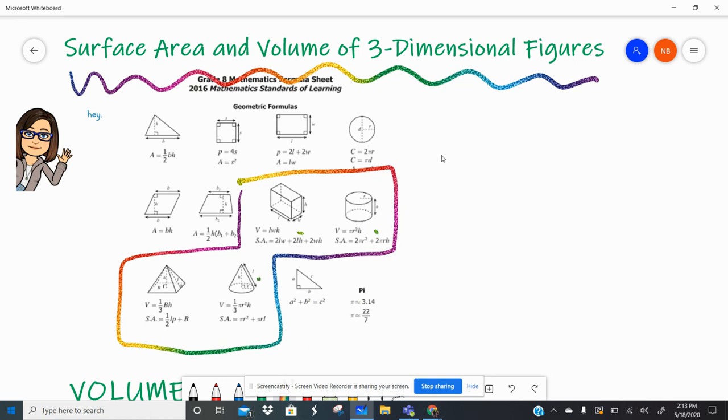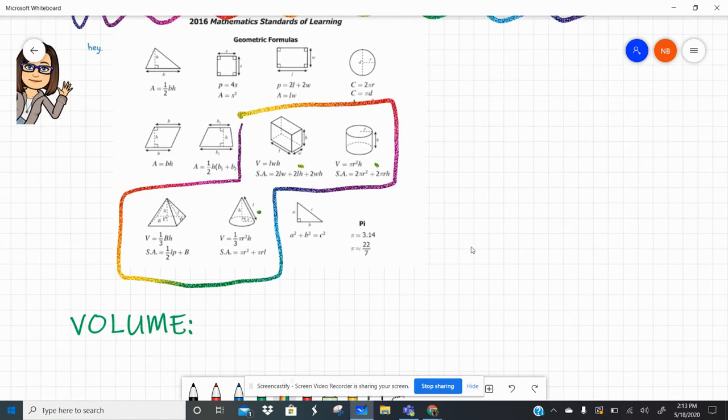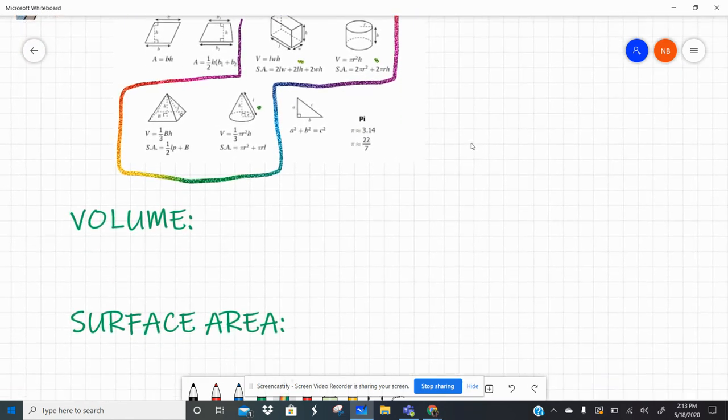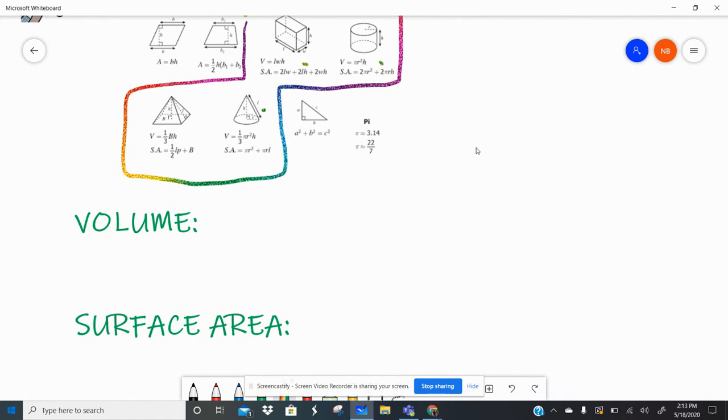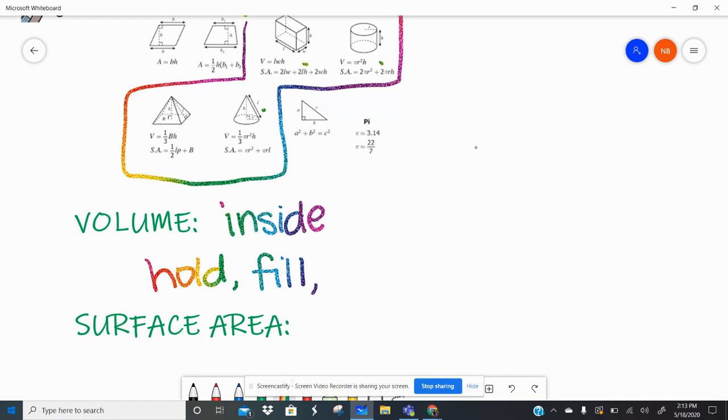So before we dive into how to use the formulas and then look at some stuff with the Desmos calculator, let's define volume and surface area. For volume, we're talking about the inside of the three-dimensional figure, right? How much it can hold. So if you're looking at keywords like filling the container or how much it will hold, that's the inside. If you want to fill a pool with water or you have a cup and you want to fill it, that would be the volume.